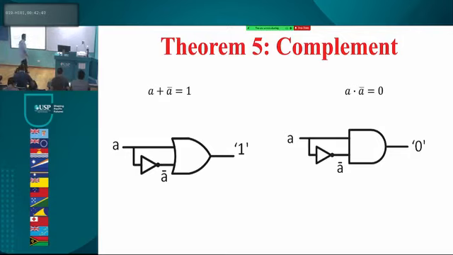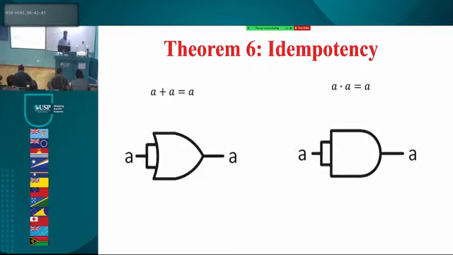Okay, so that was theorem 5. Theorem 6, idempotency. Idempotency is when the 2 inputs of the gate are tied together. This is what you call tying the inputs. Can you see? When you tie the input, effectively both the inputs are the same thing. When you mirror the inputs or tie the inputs, then for this 2 input OR gate, what are the 2 inputs going in? It's A and A. Right?